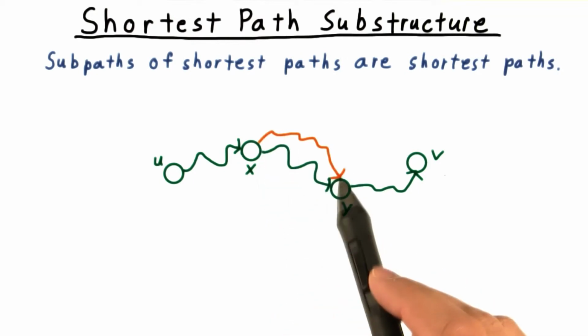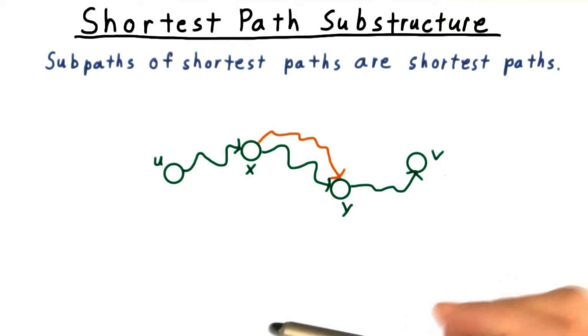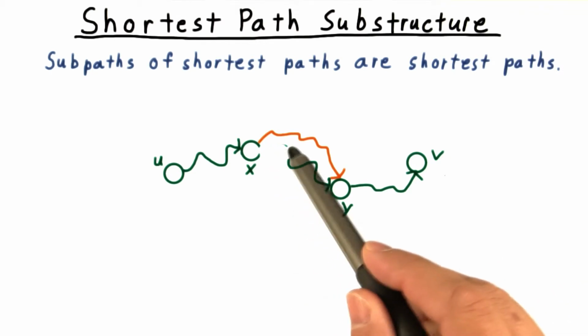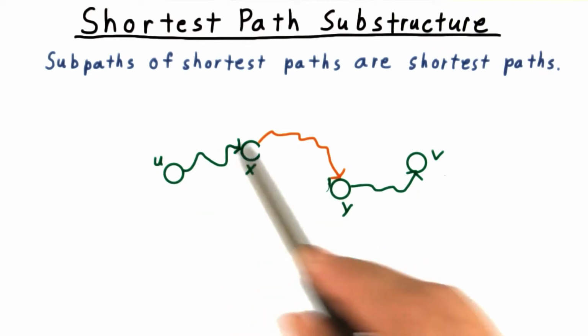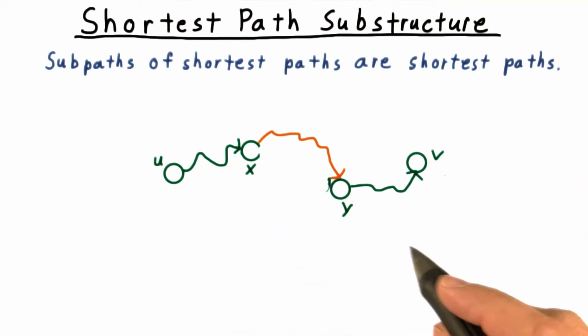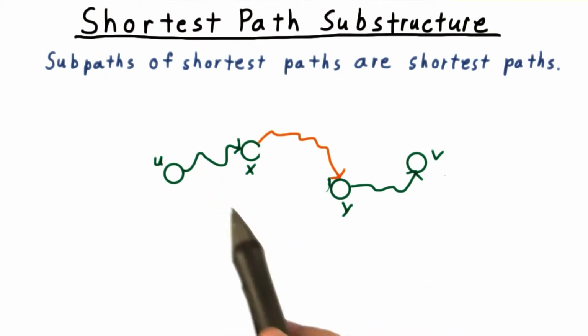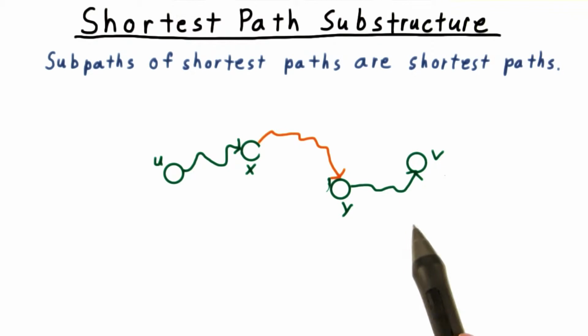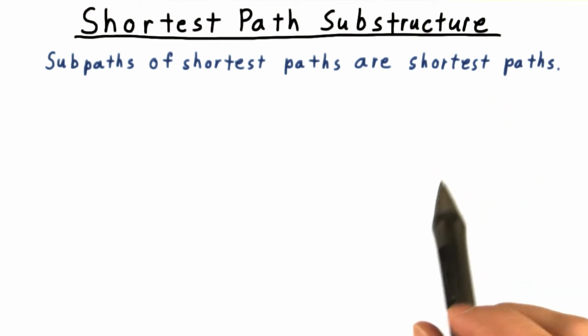If there were a shorter one, then it could replace this subpath in the path from u to v, and that would then give us a shorter path from u to v. This type of argument is called cut and paste for obvious reasons. By the way, throughout I'll use squiggly lines to indicate the path between two vertices and straight ones to indicate a single edge. Unfortunately, by itself, this substructure is not enough.